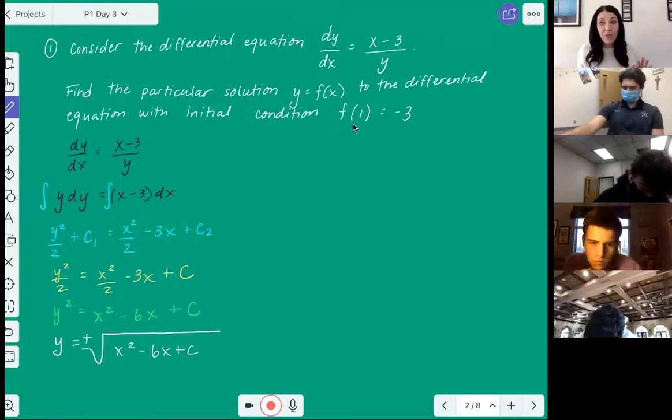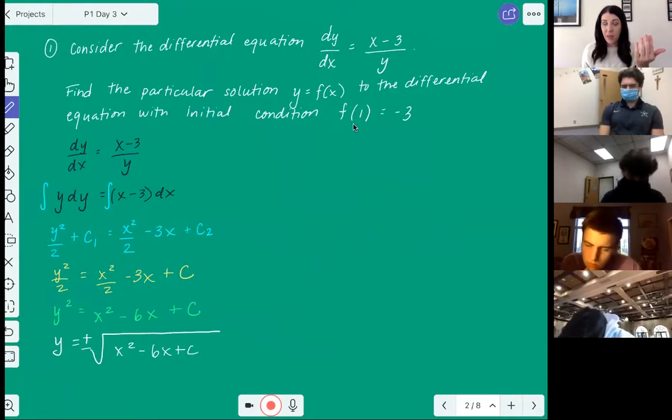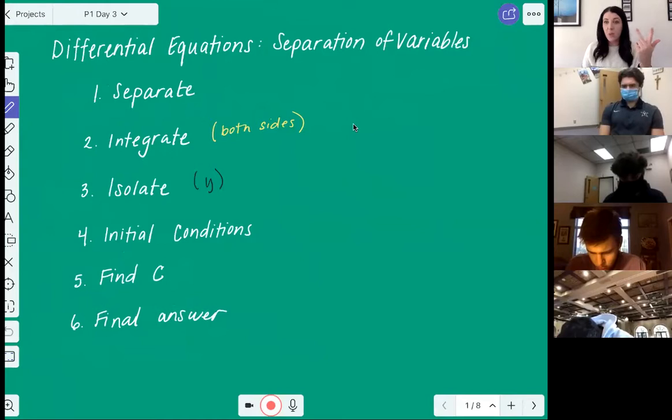It can't be both, so we're not going to have a final answer with a plus and minus. But we want to include that here because we want to remember we could have a plus square root or we could have a minus square root. So we're going to end up getting rid of one of those options depending on our initial condition. Okay, so now we've done step 1, we've done step 2, we've done step 3. Step 4 says initial conditions.